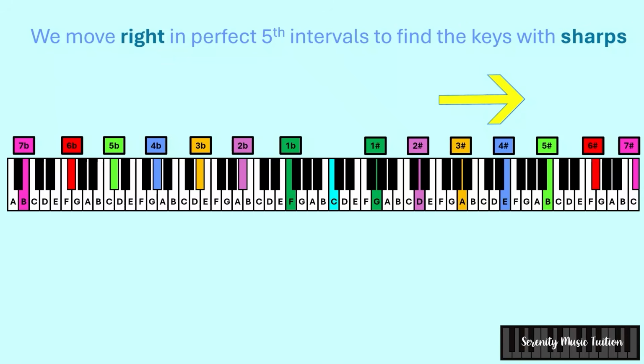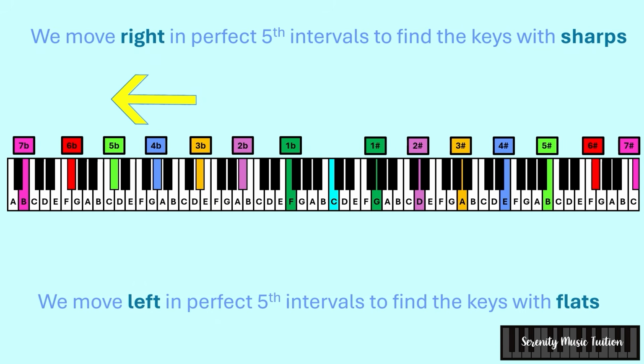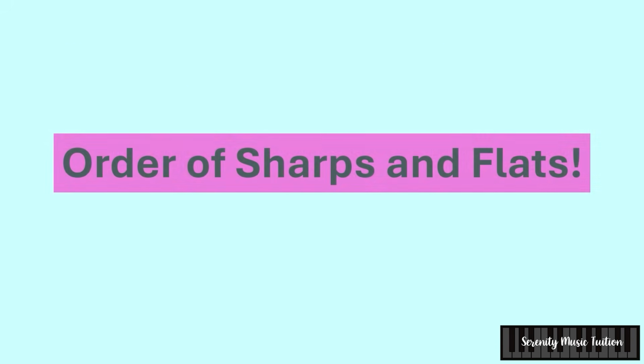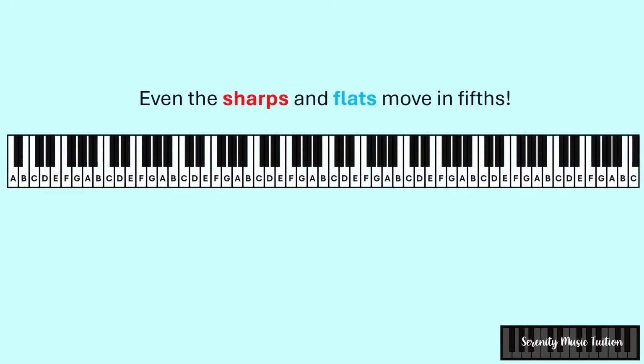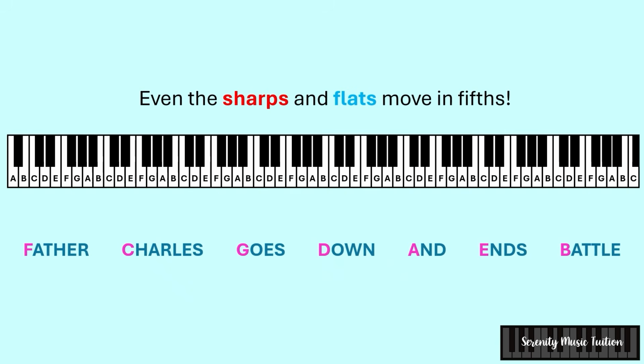We move right in perfect fifth intervals to find the keys with sharps. And we move left in perfect fifth intervals to find the keys with flats. Now let's take a look at the order of sharps and flats. Even the sharps and flats move in fifths.